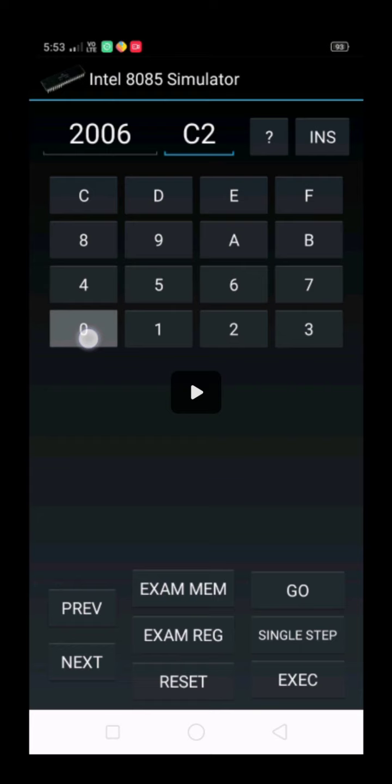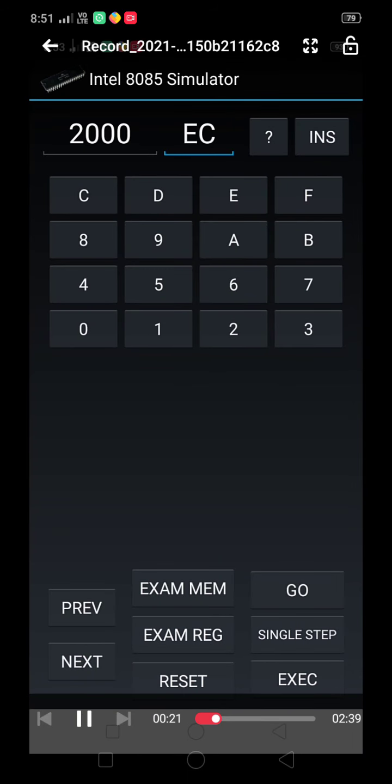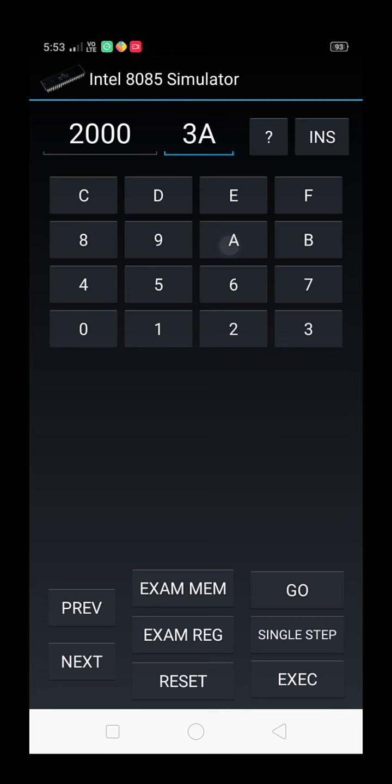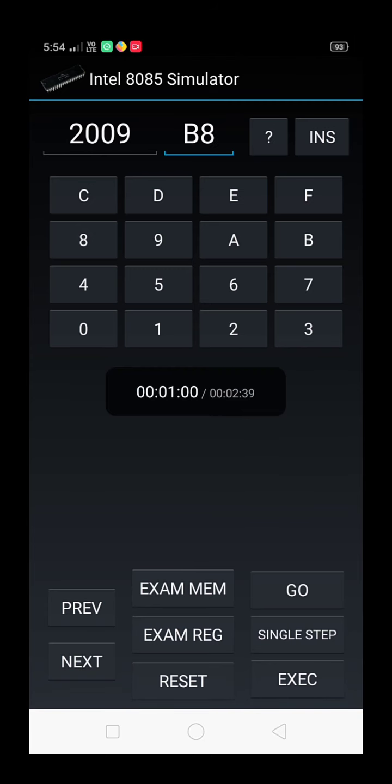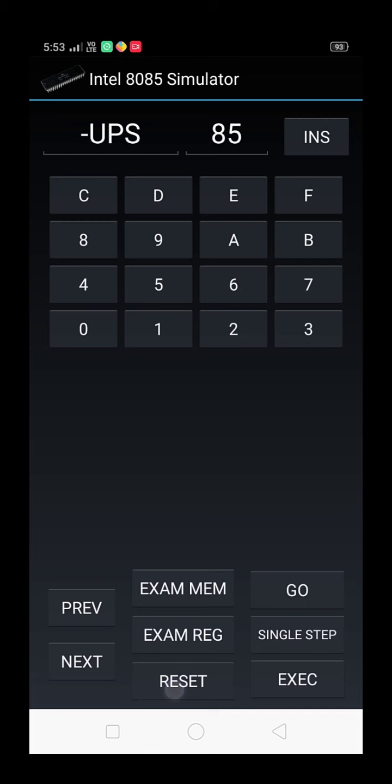Firstly we feed our input data on the 2050 memory location, which is the divisor. Next, 2051 is 09, the dividend. Now we start our program from the 2000 memory location.